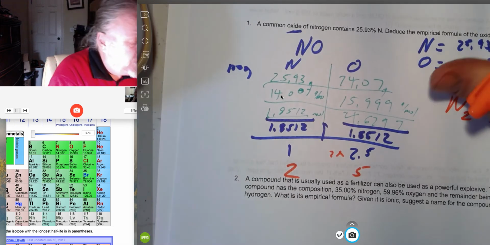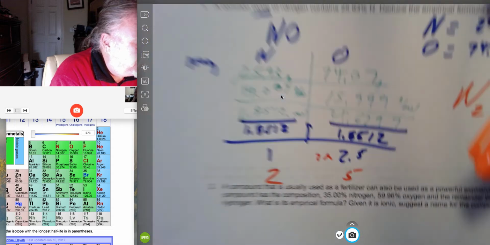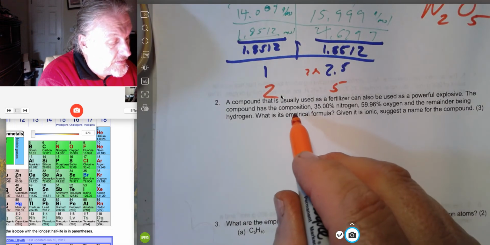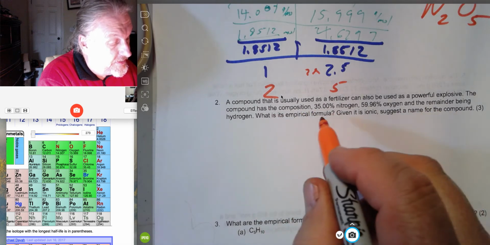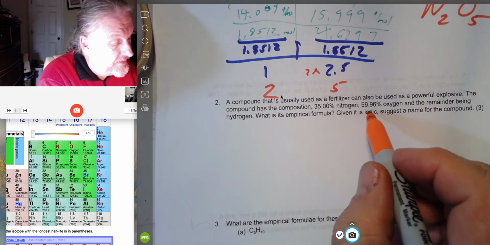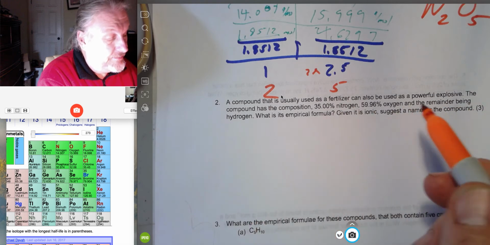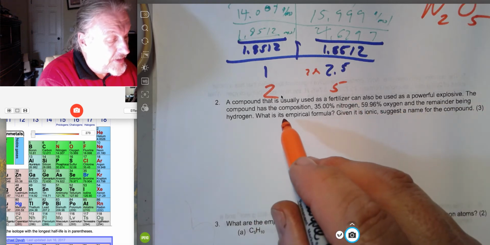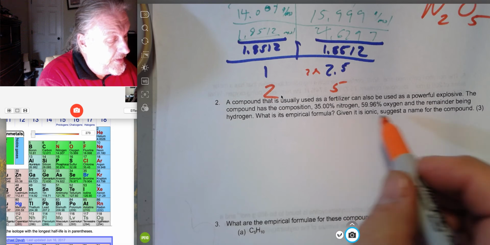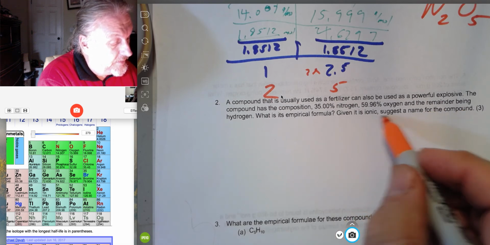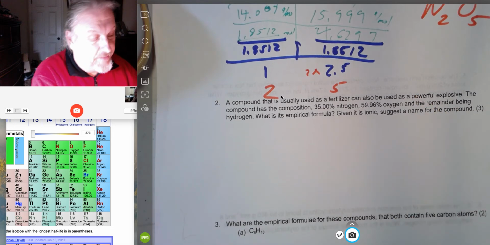A compound that is usually used as fertilizer can also be used as a powerful explosive. The compound has the composition 35% nitrogen, 59.96% oxygen, and the remainder being hydrogen. So I've got to do some subtraction again. What's its empirical formula? Given it is ionic, suggest a name for the compound. So let's write this bad boy out.